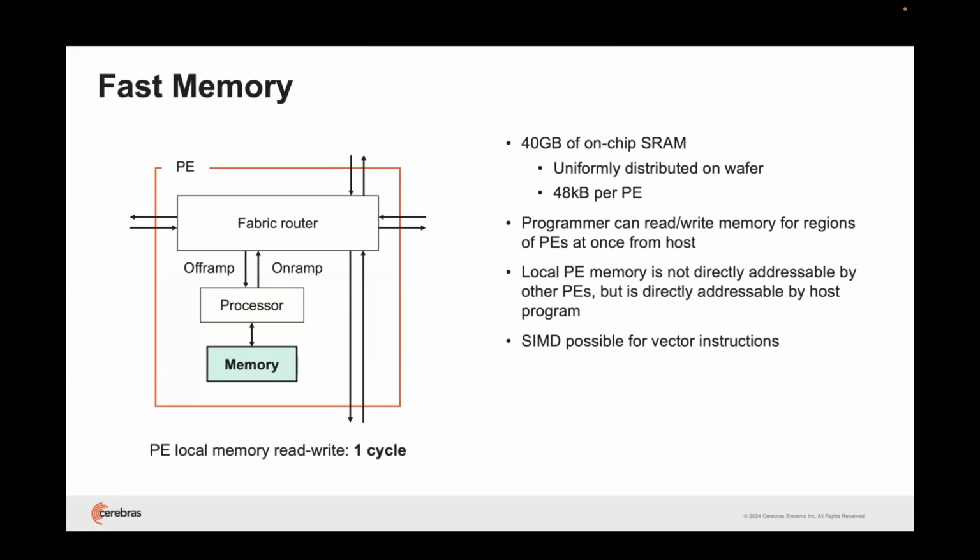What's special about this memory is that we say a single cycle for read and write. Really, it's more than just one read, one write per cycle. You can do 128 bits of reads and 64 bits of writes in a single cycle, which you put all that together. That's how you end up getting that 20 petabytes per second aggregate memory bandwidth number.